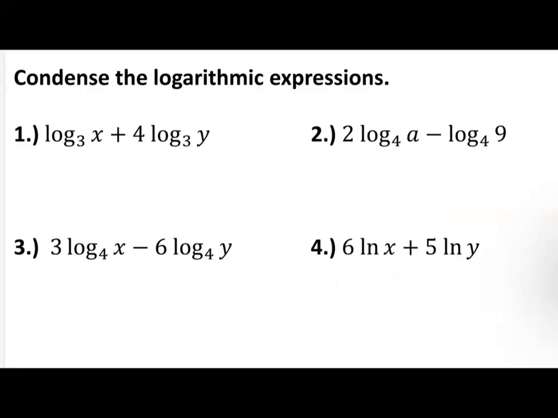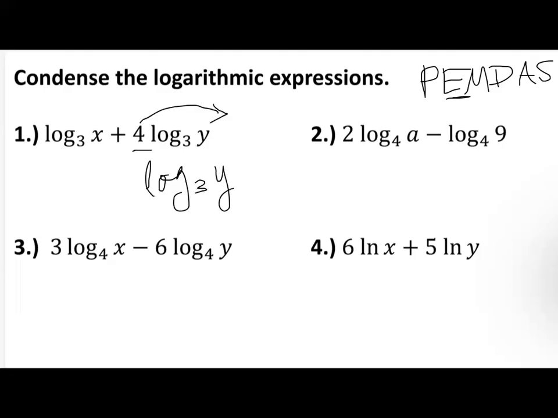And it looks like we're getting into more serious stuff. So log base 3 of x plus 4 times log base 3 of y. First, you have to make sure they're the same base, which all of these are. Okay, but anyway, first, you see that being multiplied. Just like with PEMDAS, exponents come before multiplication, division, addition, subtraction. So first, we do that log base 3 of y, and we put that 4 up there as an exponent, the 4th. And then it's added to log base 3 of x.